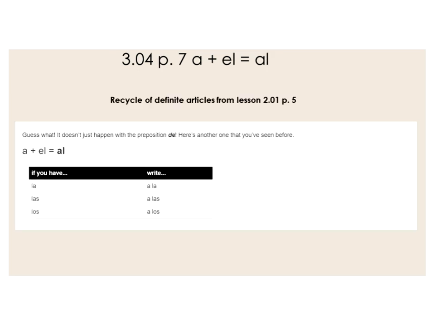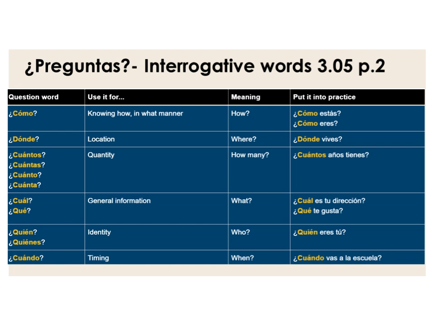The same thing in lesson 3.04, page 7, with a, which means at. We used this again in module 2 when we talked about time. A plus el is al. So whenever you have that preposition a with el, it always will be al. Otherwise, it's a la, a las, or a los. And this can be found in lesson 3.04, page 7. So make sure you have that in your notes.